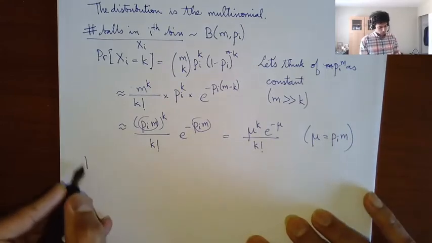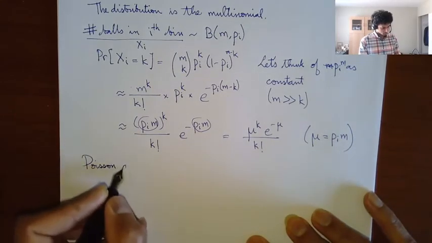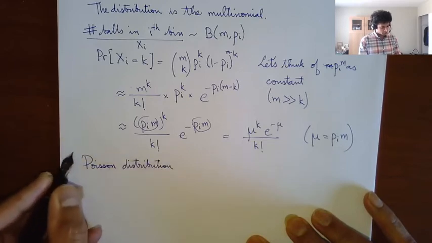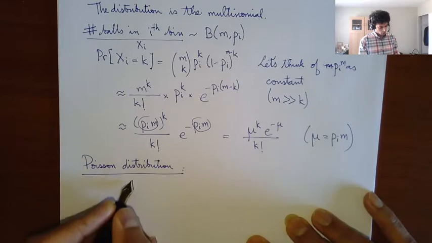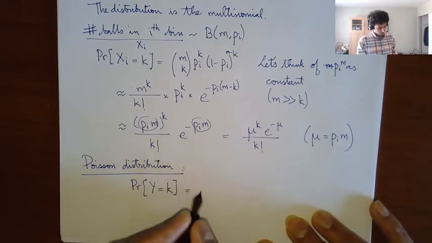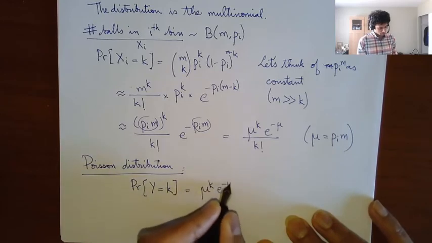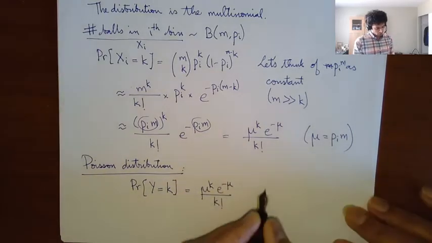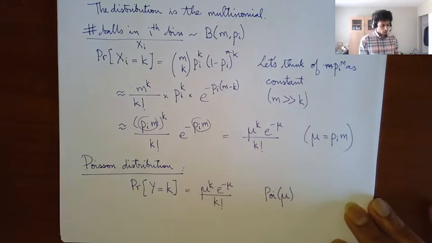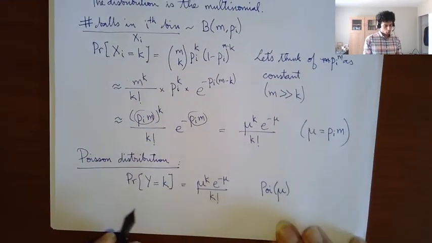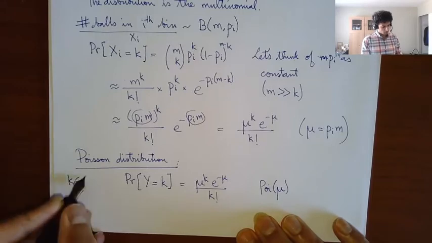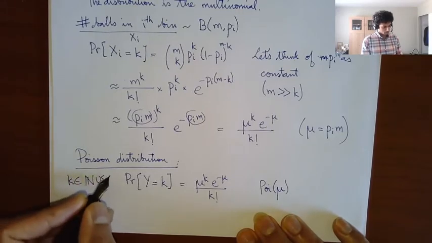So the Poisson distribution is a discrete distribution where the probability of y equals k is mu to the k e to the minus mu over k factorial, and this is also denoted by Poisson of mu. So there's one parameter. That parameter is mu, and this is discrete. So this is for all k in the natural numbers union 0.